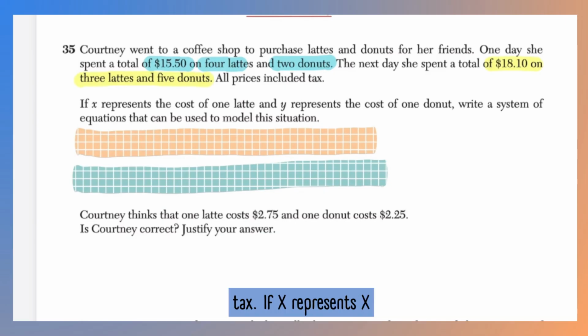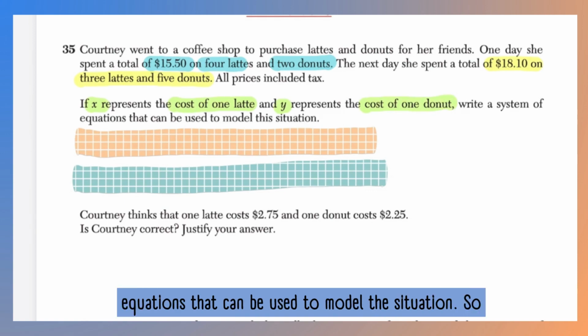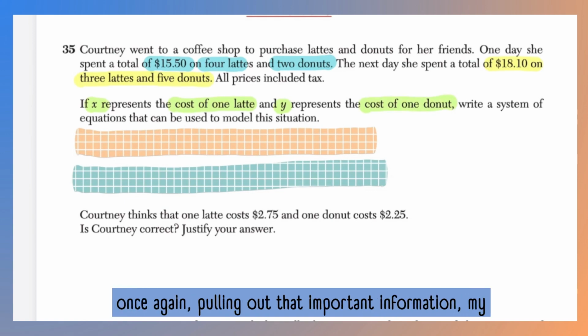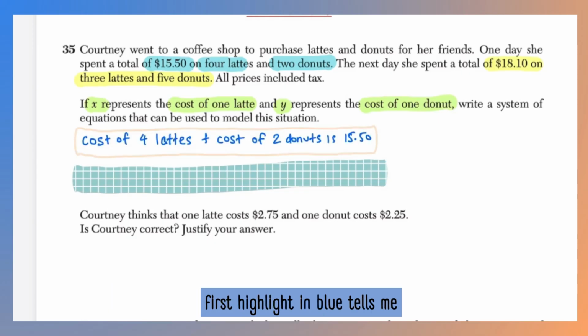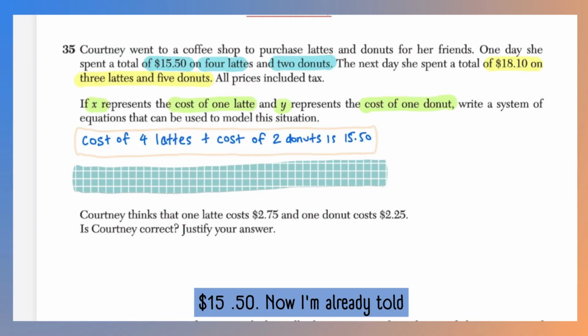All prices include tax. If X represents the cost of 1 latte, so X is going to be the cost of a latte, Y represents the cost of a donut, write a system of equations that can be used to model the situation. So once again, pulling out that important information, my first highlight in blue tells me that the cost of 4 lattes and 2 donuts is $15.50.